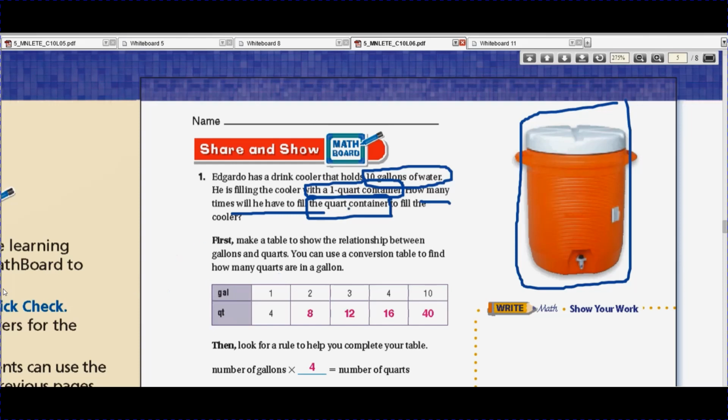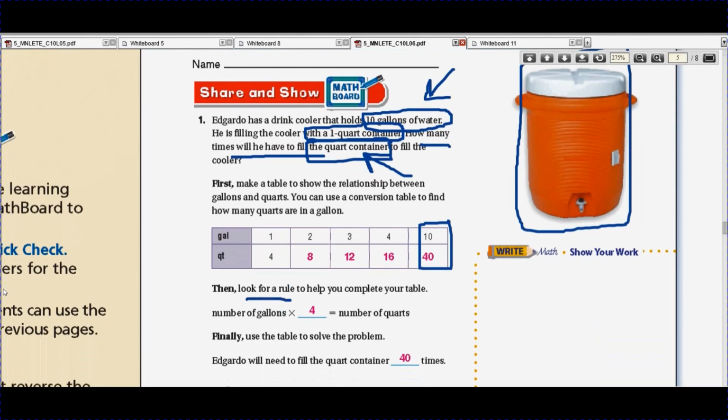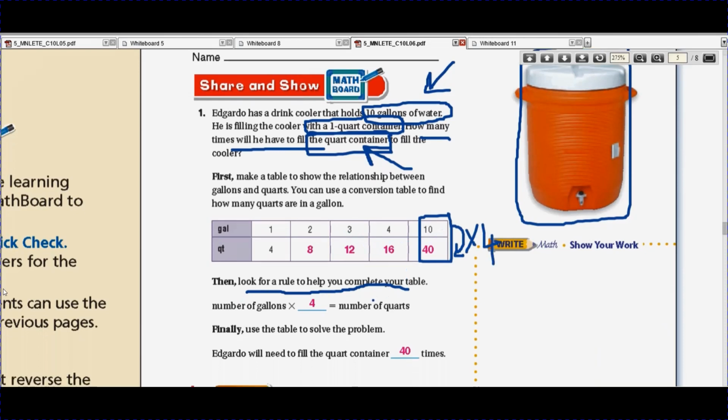Now if you want to convert from 10 gallons to quarts, we have to multiply by 4, because we are converting from a big unit, which is gallon, to a small unit, which is quart. So we have to multiply 10 by 4 to get 40. Okay, so look for a rule to help you complete the table. As we started, we have to multiply by 4.